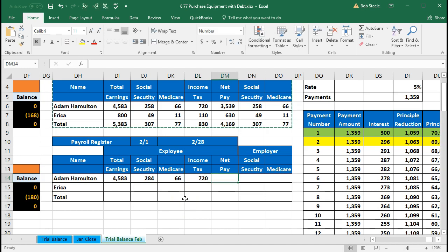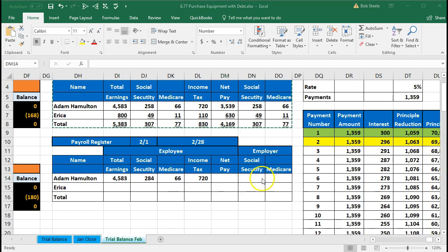And then we're going to have the net pay. So what are they actually going to get? What is the employee going to receive? Well, they would have got $4,583 if it weren't for taxes, but then we took out $284 for Social Security, Medicare is $66, and income tax of $750. So we're going to take these total earnings minus these 3 taxes.